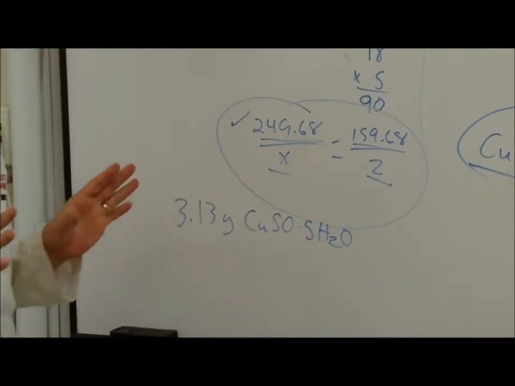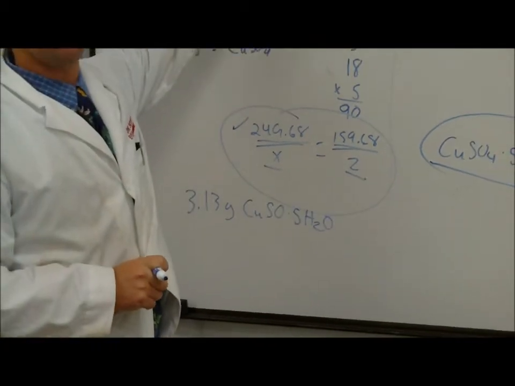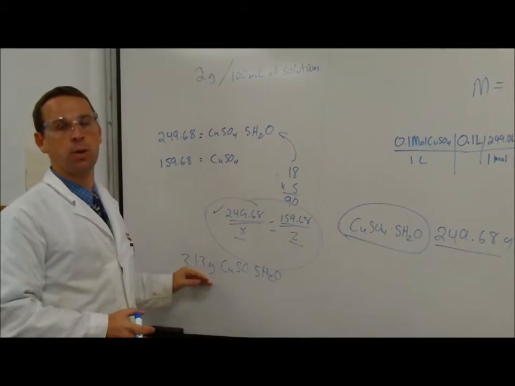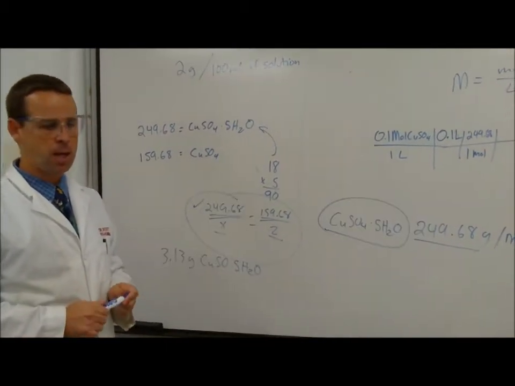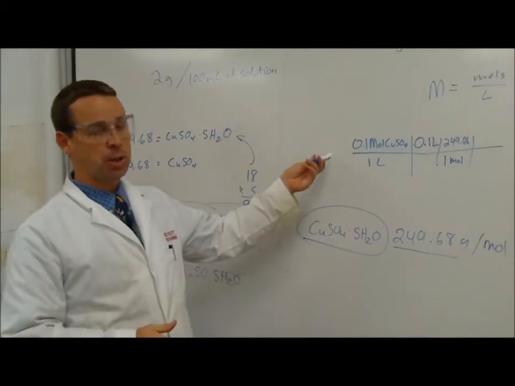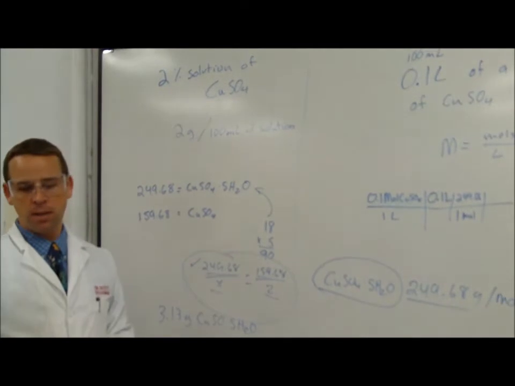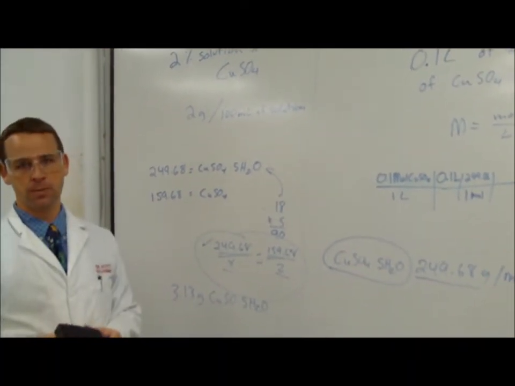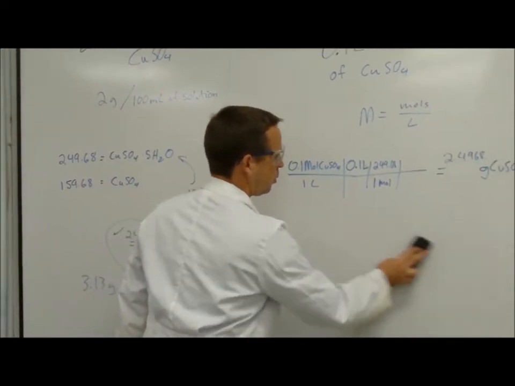All right? So if I want to make a 2% solution that contains 2% copper sulfate, and I'm using a pentahydrate, I actually need to weigh out 3.13 grams of the copper sulfate pentahydrate. All right? So that's my percent solution, okay? Now, the same thing can be done for parts per million, all right? If I want to do a parts per million, do that over here.